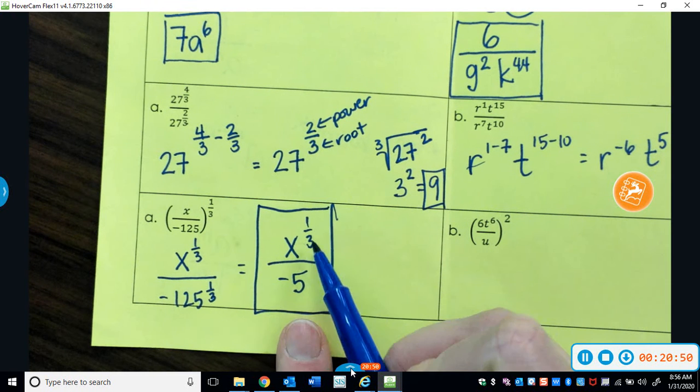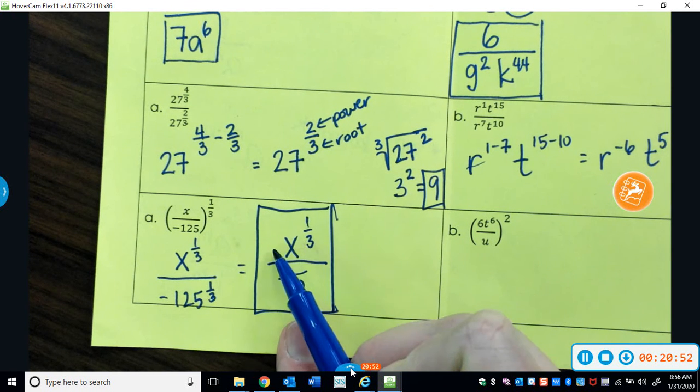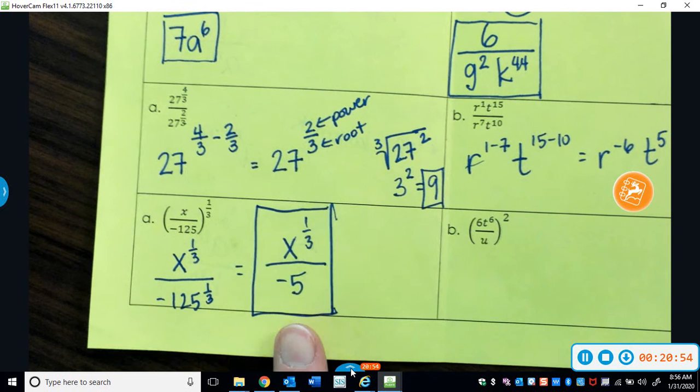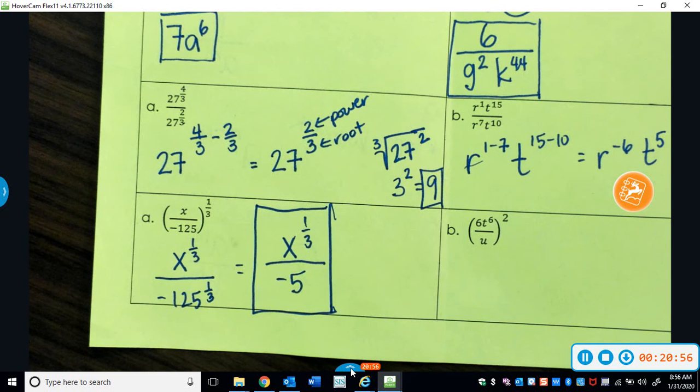Another option here is if you don't like these rational exponents, you could rewrite this as the cube root of x over negative 5, and that would be fine as well. It means the same thing.